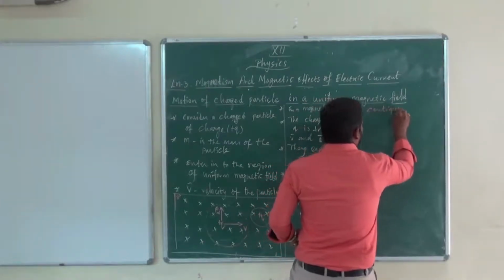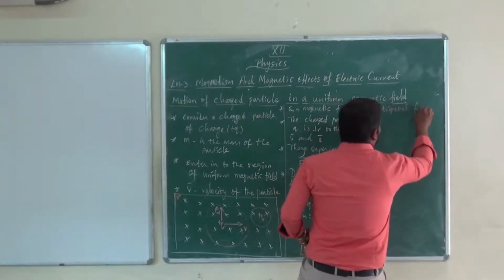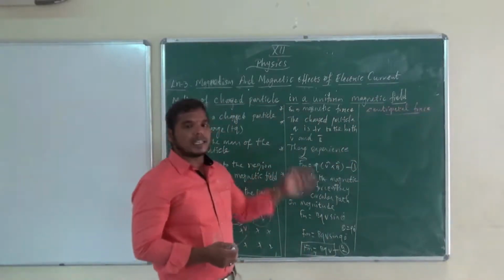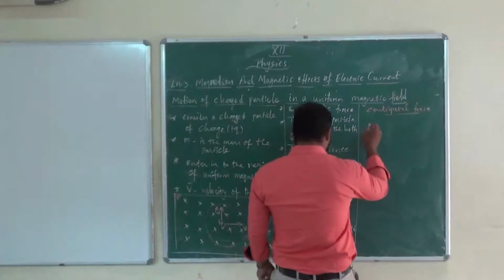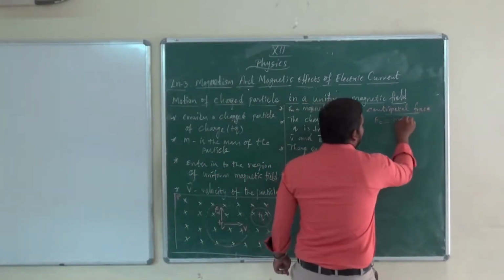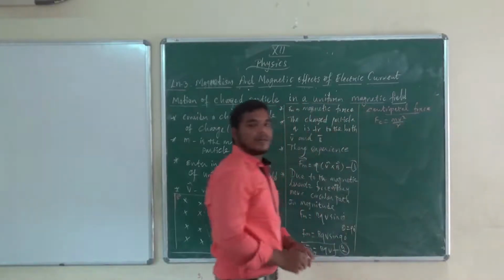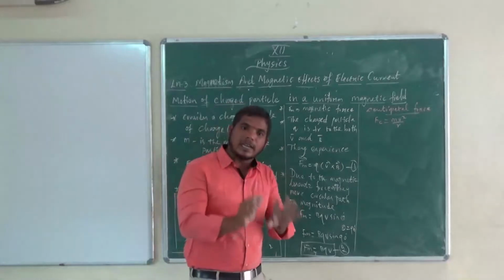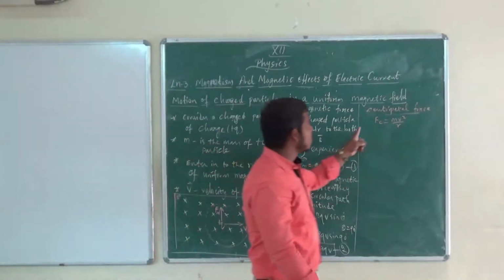In the lower classes, you studied centripetal force. What is centripetal force? Centripetal force is represented by Fc, and it equals mv squared by r. Why do we use centripetal force? Any particle moving in a circular path definitely needs one force, and that force is called centripetal force.